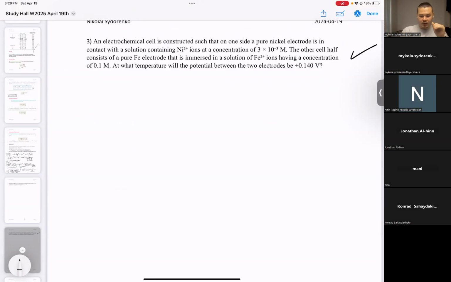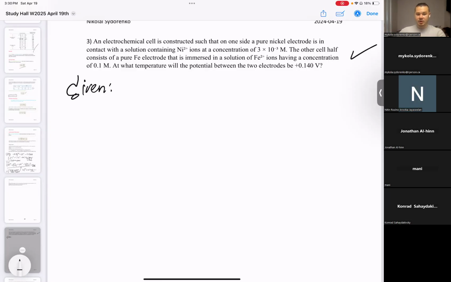Anyway, given an electrochemical cell is constructed such that one side is a pure nickel electrode in contact with a solution containing nickel 2+ ions at a concentration of 3 times 10 to the negative 3 moles. The other half of the cell consists of a pure iron electrode immersed in a solution of iron 2+ ions, having a concentration of 0.1 moles. At what temperature will the potential between the 2 electrodes be 0.14 volts?